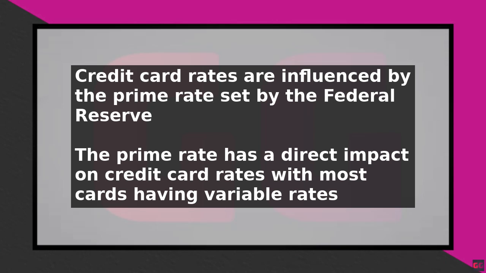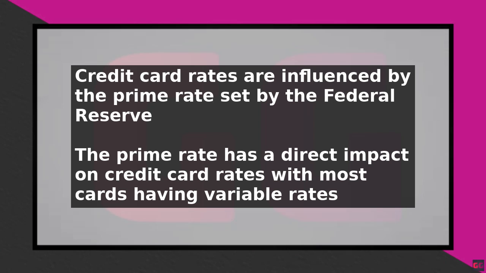The first step is to check the current prime rate, which is the rate at which banks lend to their most creditworthy customers. This rate is set by the Federal Reserve and has a direct impact on credit card rates. Most credit cards have a variable rate, which is tied to the prime rate.